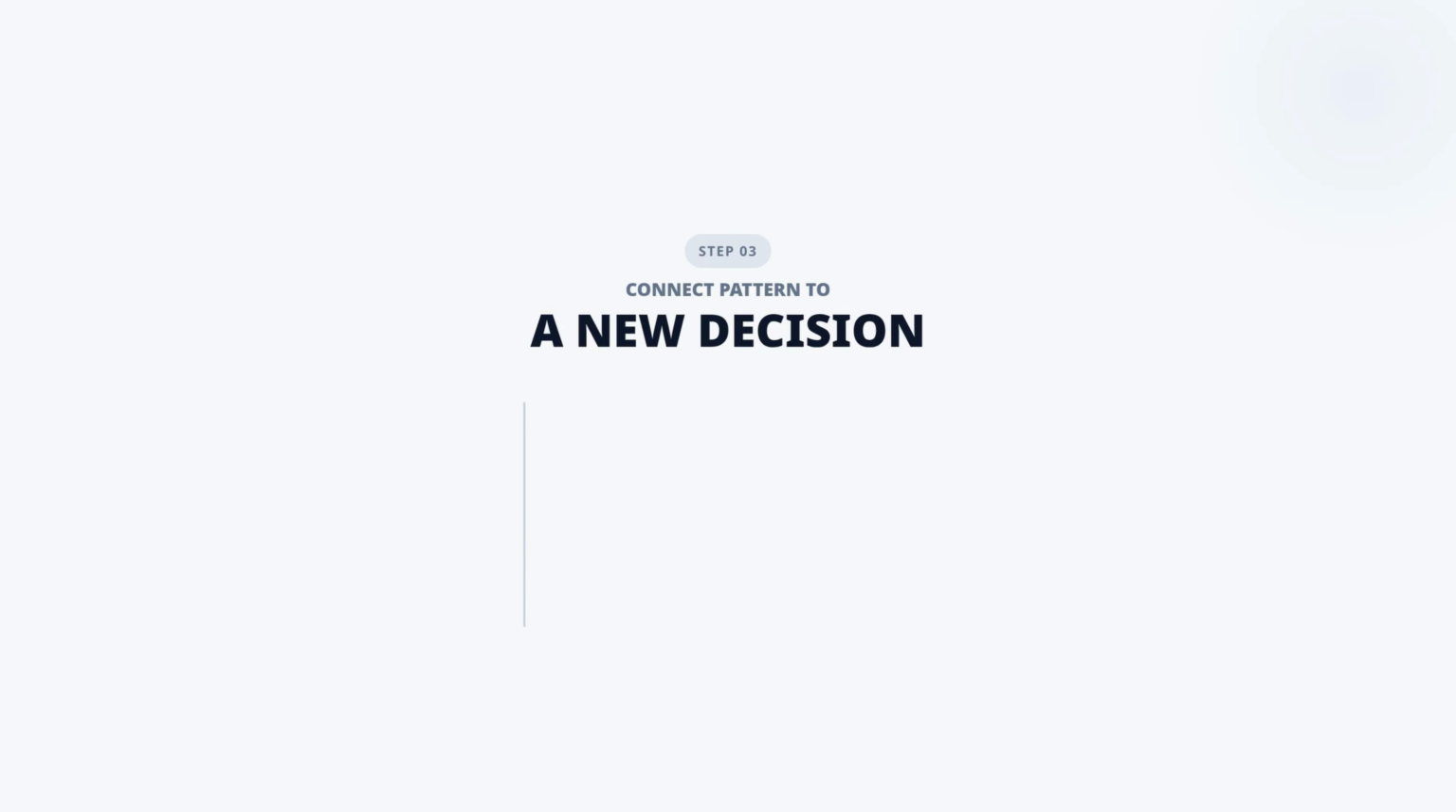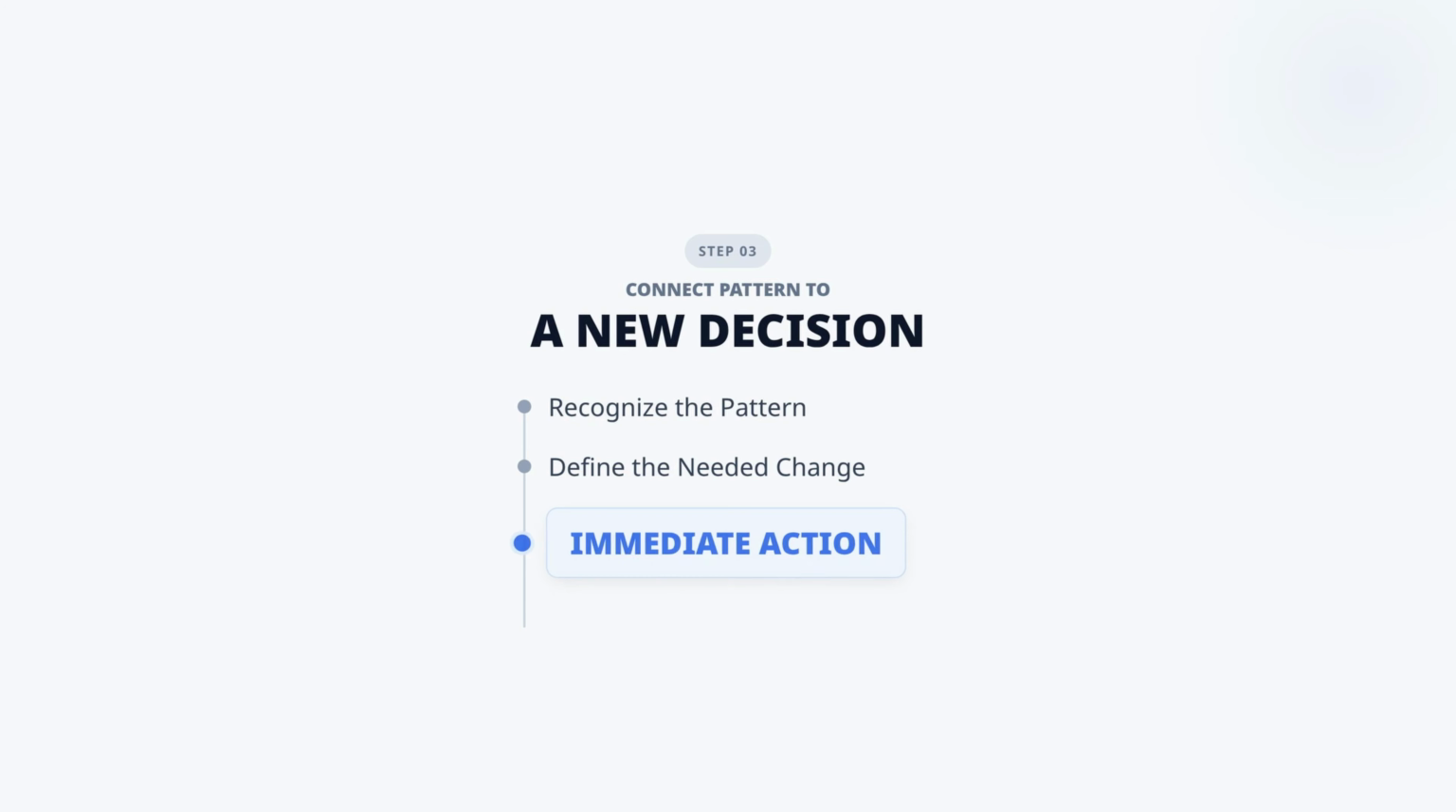Step 3, connect that pattern to a new decision. Do not leave your audience with awareness alone. Show them what needs to change and give them one action they can take immediately. All you need to say is, the next time you write a post, do not ask whether your audience can relate to it. Ask whether your buyer can recognize a specific thought, behavior, or moment from their own life. Then help them make that shift.